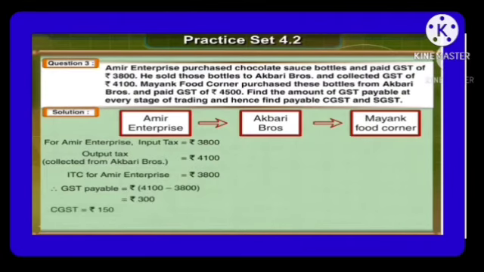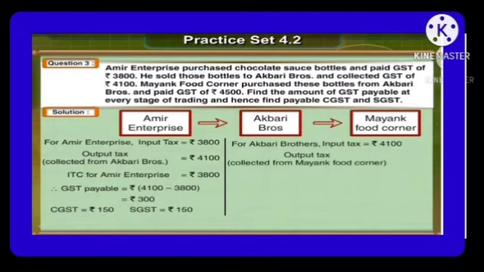Therefore, CGST is equal to rupees 150, which is the half of GST. Similarly, SGST is equal to rupees 150. For Akbari Brothers, input tax is equal to rupees 4,100 and output tax, which is collected from Mayank Food Corner, is equal to rupees 4,500.